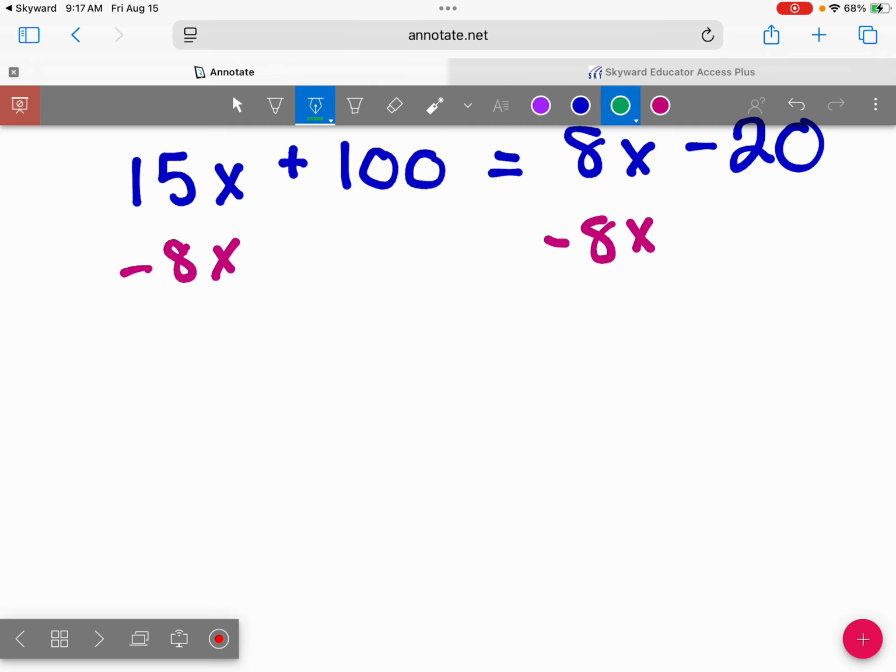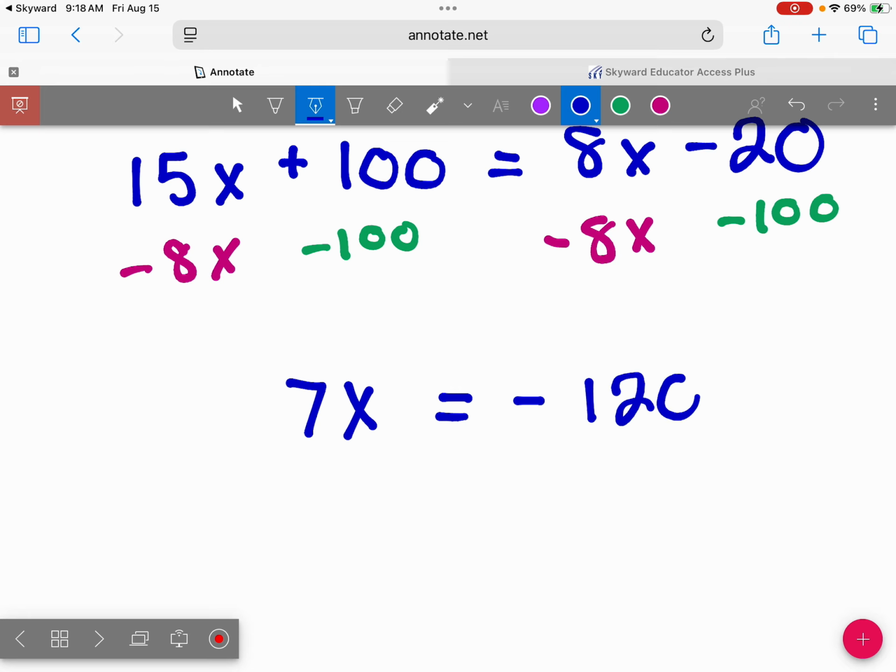Since I don't have any squares, we're not trying to get this thing equal to 0. I want to get to an x equals a number. So we can also subtract 100 at this point to get our numbers over to the right side. I do not care if you put your x's on the left and your numbers on the right. If you put your numbers on the left and your x's on the right, I don't care. It makes no difference. They mean the same thing. But we should get down to our 7x equals negative 120. Because our 8x is canceled out here and our 100 is canceled out here.